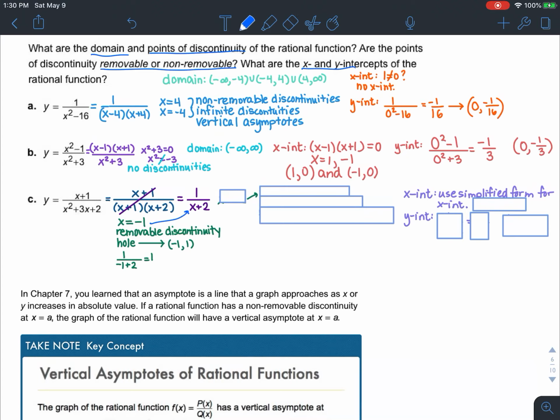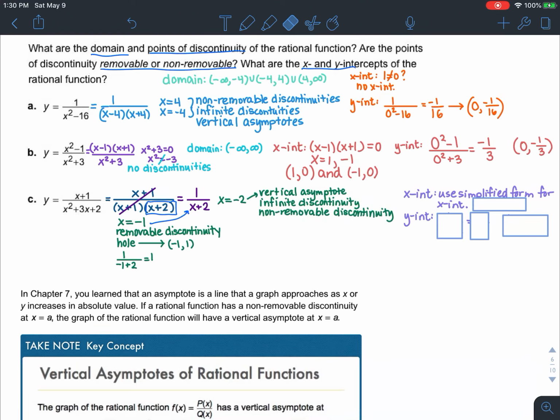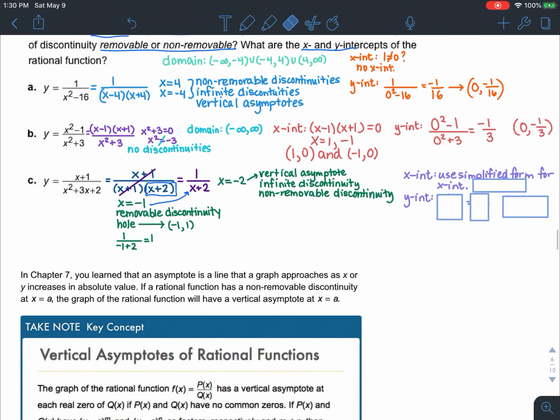Okay, however, there is still a factor on the bottom. X plus 2 is still there, and that is not removable. That's a vertical asymptote. So in this particular question, you have a hole and a vertical asymptote. That's okay. You have a hole in one location and a vertical asymptote somewhere else. That happens. Do you see why they're not very predictable? You have to do a lot of work to be able to predict what they're going to look like.